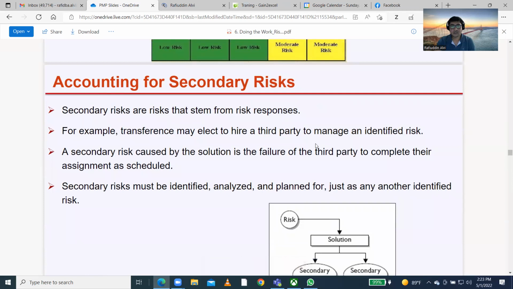Accounting for risk, secondary risk. Secondary risks are risks that stem from a risk response. Meaning when you implemented this risk response, you faced this risk. That is secondary. For example, transference may elect to hire a third party to manage an identified risk. If you hire a third party for this, that is sometimes called insurance also. So a secondary risk caused by the solution is the failure of the third party to complete their assignment as scheduled. If this also is not working, you have one more risk, that is called a secondary risk. Secondary risk must be identified, analyzed, and planned just as any other risk. If that also is not working, what will you do? You need a plan for that.